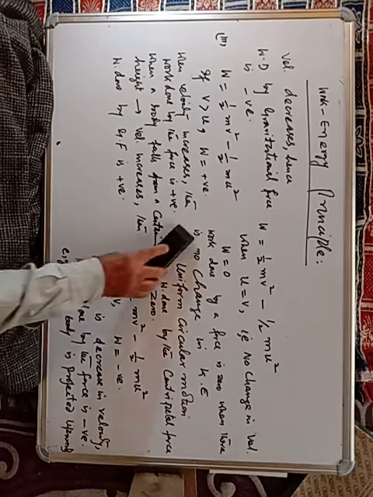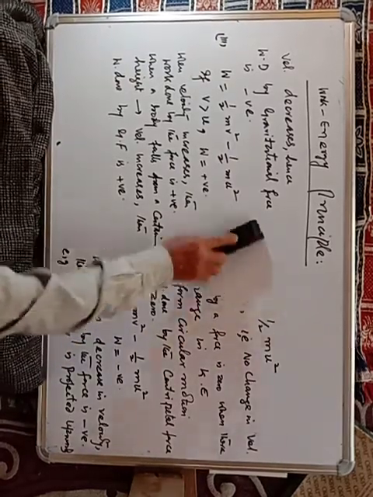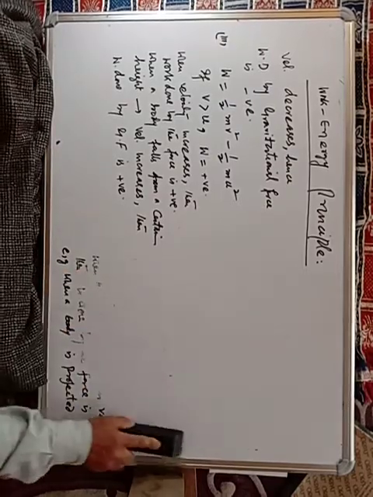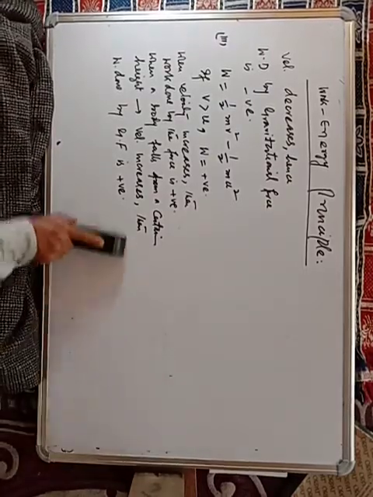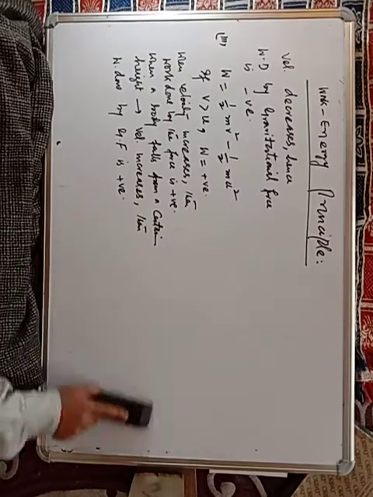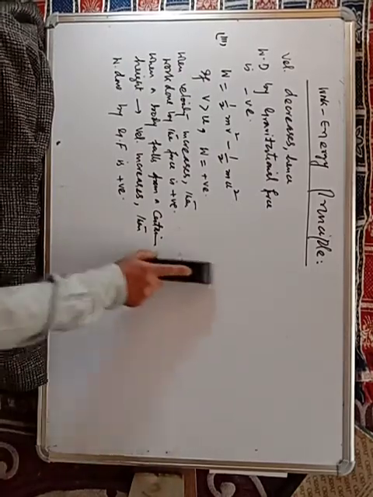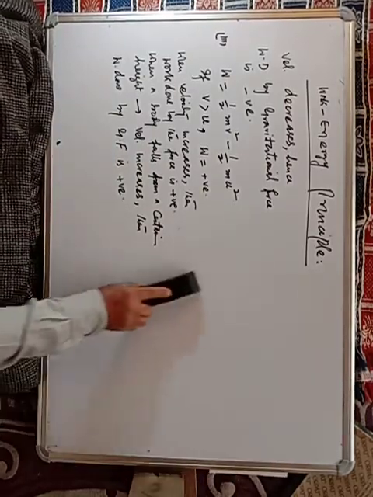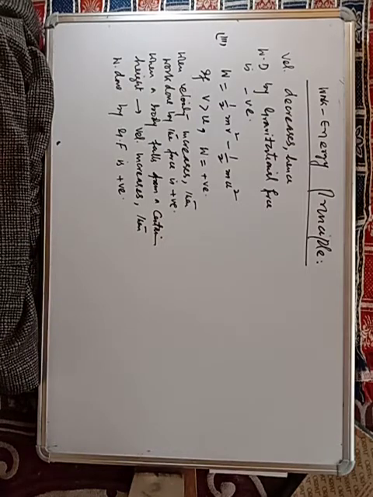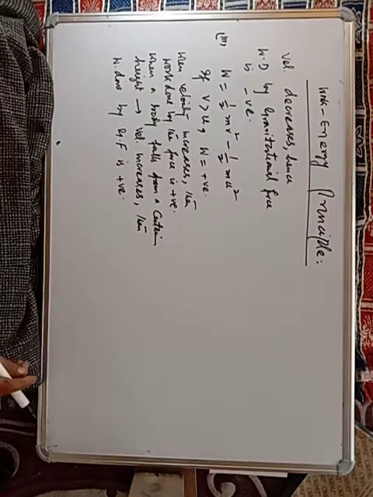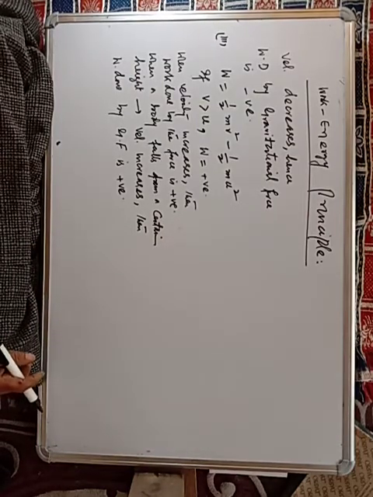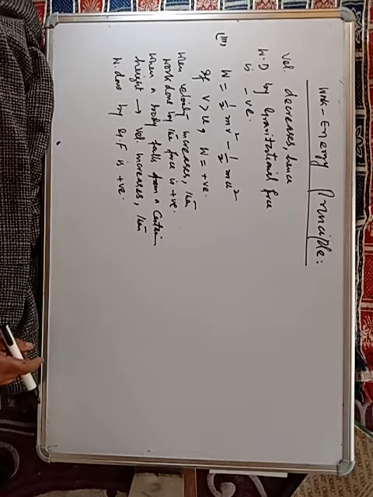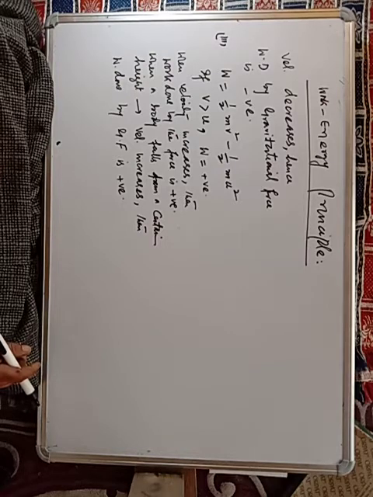So these were the cases when the work done is positive, or when the work done is negative, or when work done is zero or no work is done by the force. So now you know, when there is no change in the velocity of a body, then there is no work done. When velocity increases, then there is positive work done. And when velocity decreases, then there is negative work done.